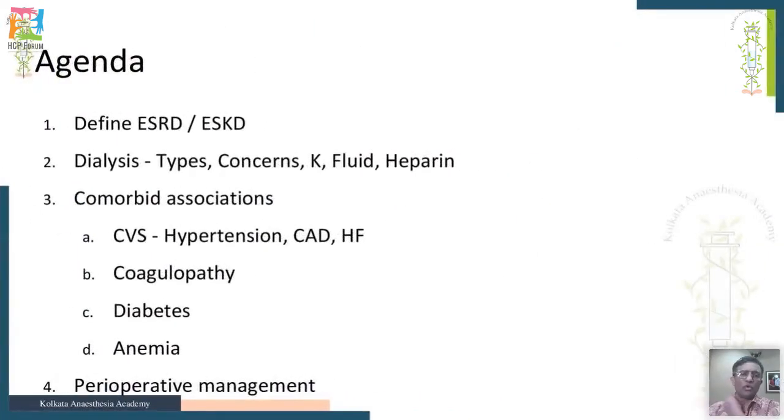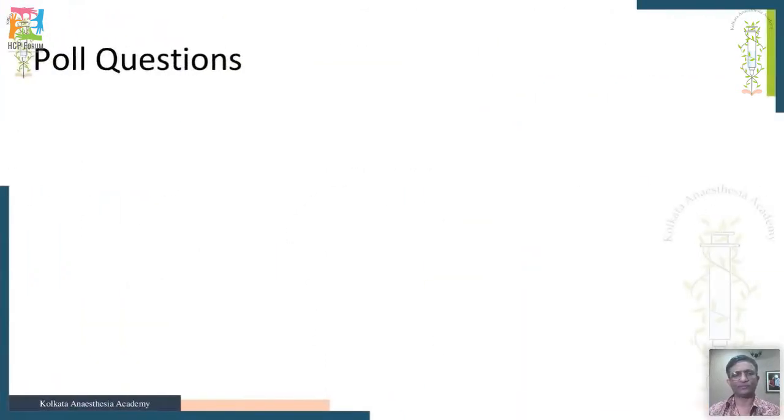So what I will take you through, hopefully within the next 45-50 minutes, is to define CKD as well as end-stage renal disease, end-stage kidney disease. We'll spend some time on dialysis and its types, and the concerns, especially the things related to anesthesia. Comorbid associations: I'll pick and choose a few, not go through everything. The cardiovascular system is something which bothers us. Coagulopathy bothers us. Anemia bothers us a lot. Diabetes, of course. And then just nuggets about the perioperative management.